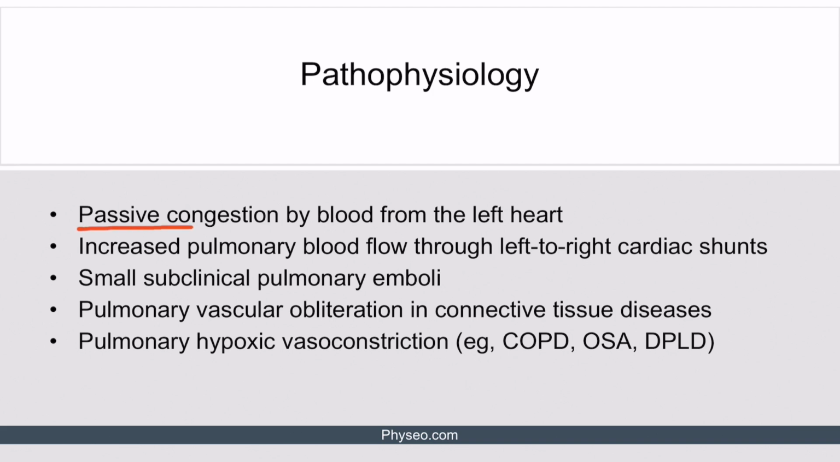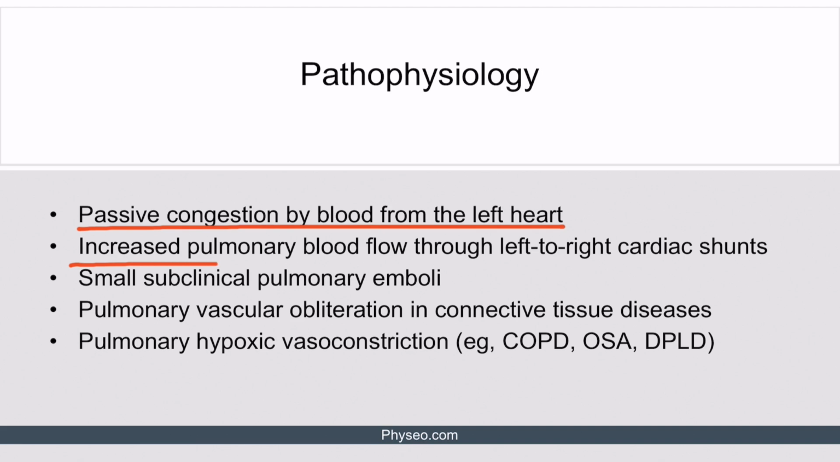There may be passive congestion of pulmonary vessels by blood from the left side of the heart. This can happen in left-sided heart failure where we have a backup of blood and pressure in the pulmonary vein. Passive congestion of pulmonary vasculature can also occur in the setting of a mitral stenosis or a left atrial myxoma.